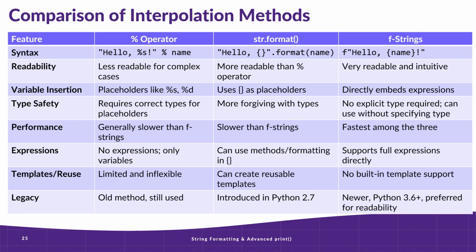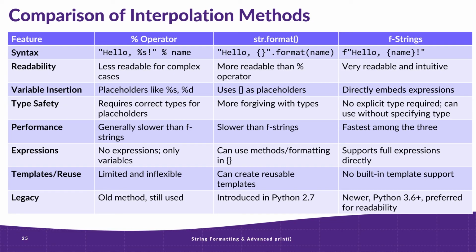Another difference is with type safety. So with that modulo operator, we do have to get the types correct, or we're going to get an error or some gibberish data. String format and f-strings tend to be a little bit more forgiving, as they don't necessarily require you to specify the format, although you can do that when you start getting into the string formatting mini language. In terms of performance, there probably isn't that much of a difference, especially for the things we'll be doing in this course. Generally, f-strings tend to be a little bit faster.